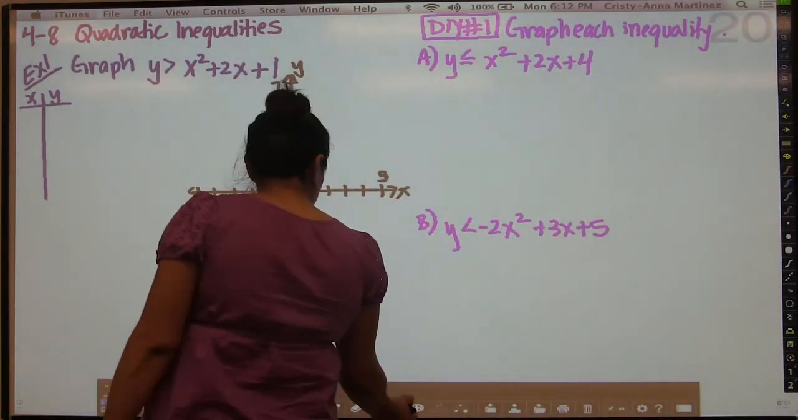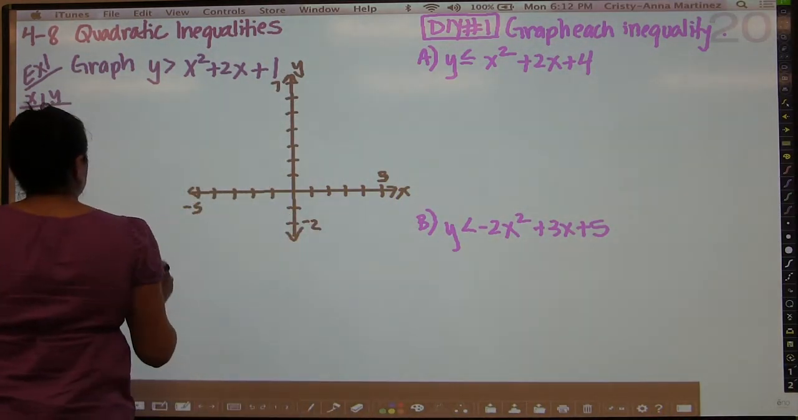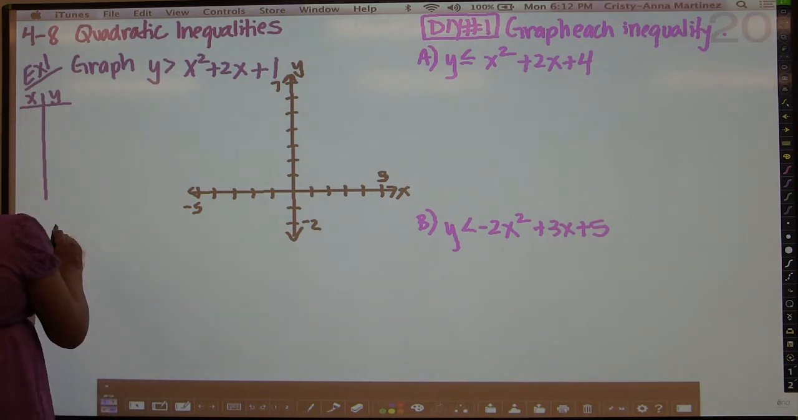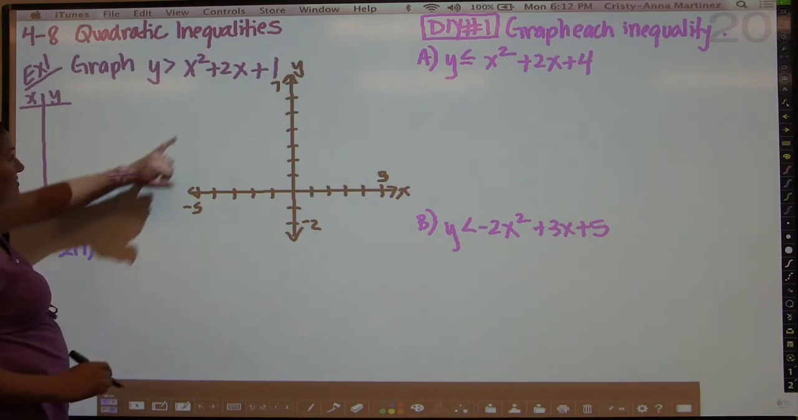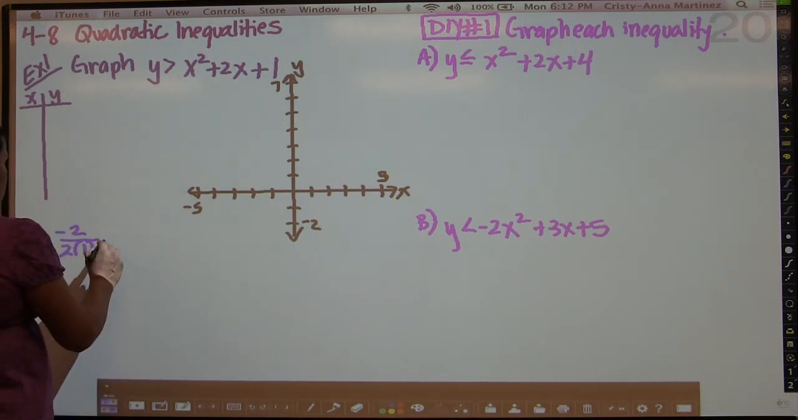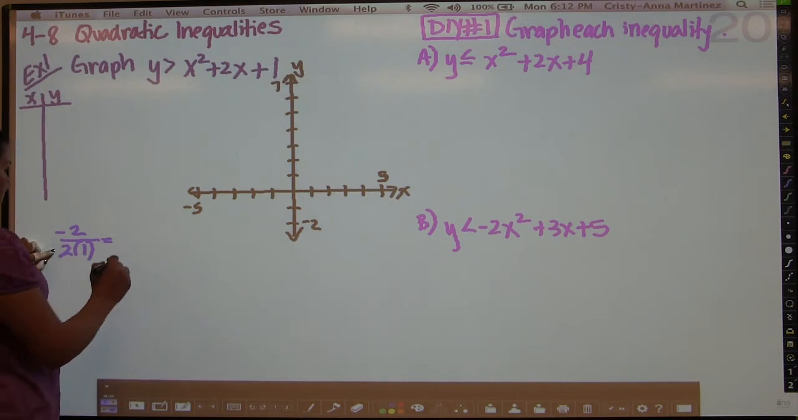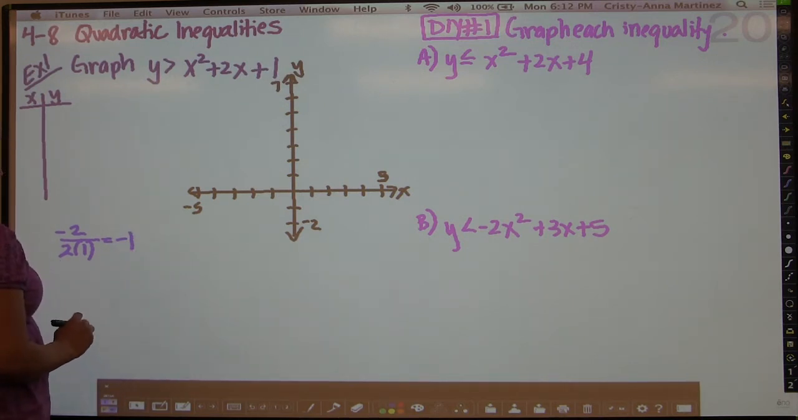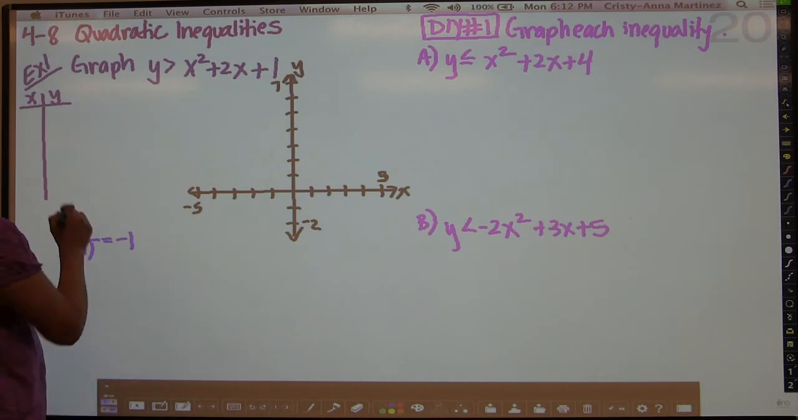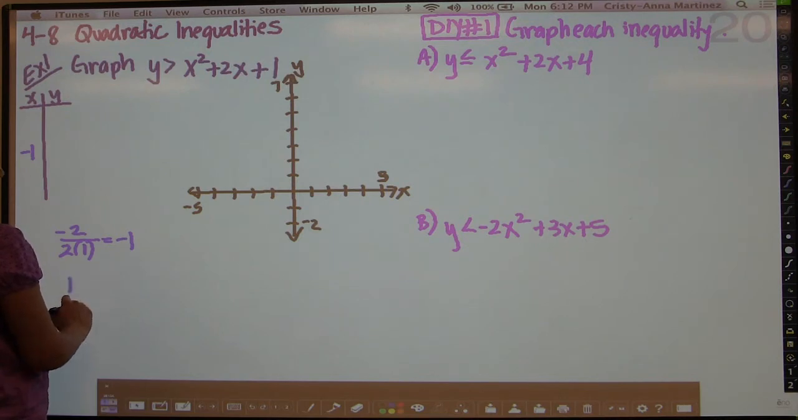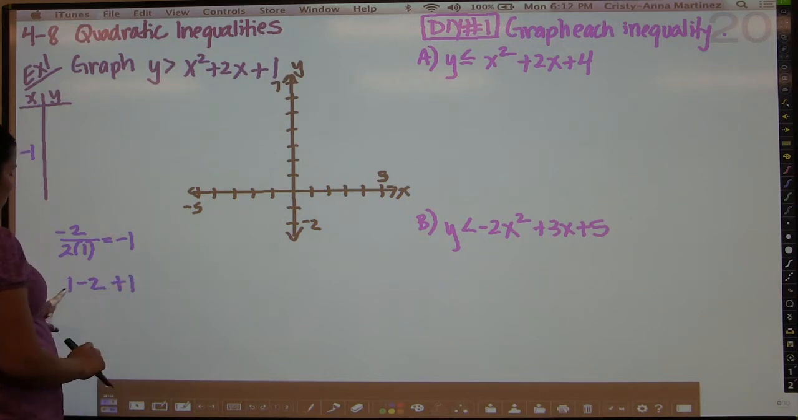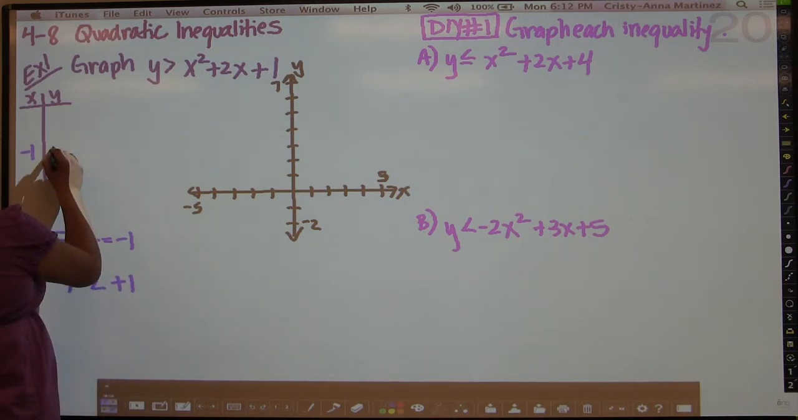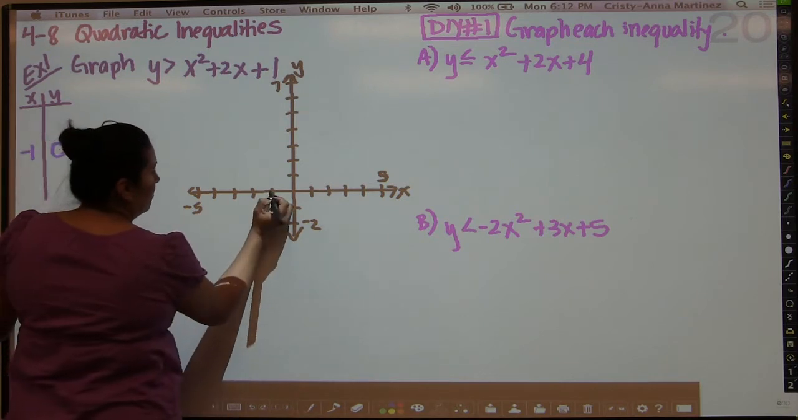The first thing I want to do is find the vertex. So I'm going to go negative b divided by 2a. In this case, my b value is 2, my a value is 1. So I'm going to get basically negative 2 divided by positive 2, which is negative 1. And then I want to plug negative 1 into the equation to get the y coordinate. So negative 1 squared is positive 1. 2 times negative 1 is negative 2. And then I have my plus 1. So I get 1 plus 1 is 2, and 2 minus 2 is 0. So my vertex is going to be negative 1, 0.